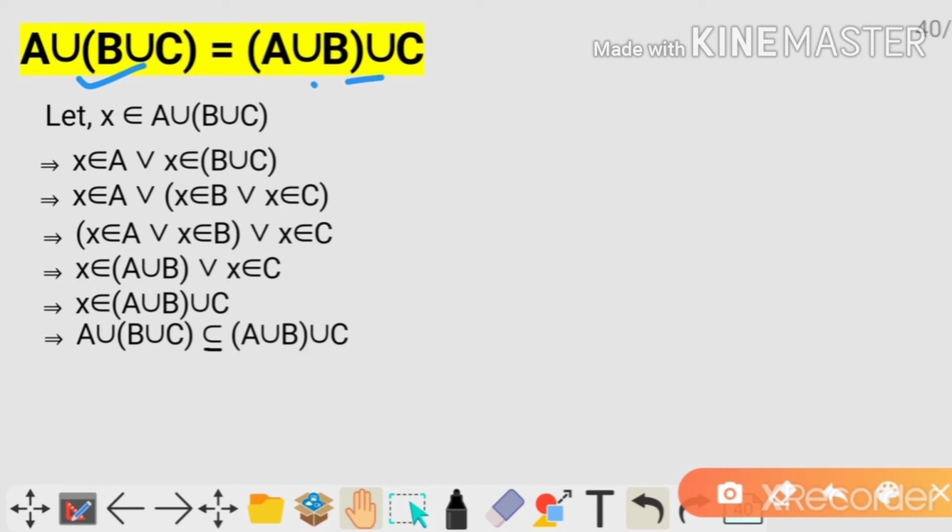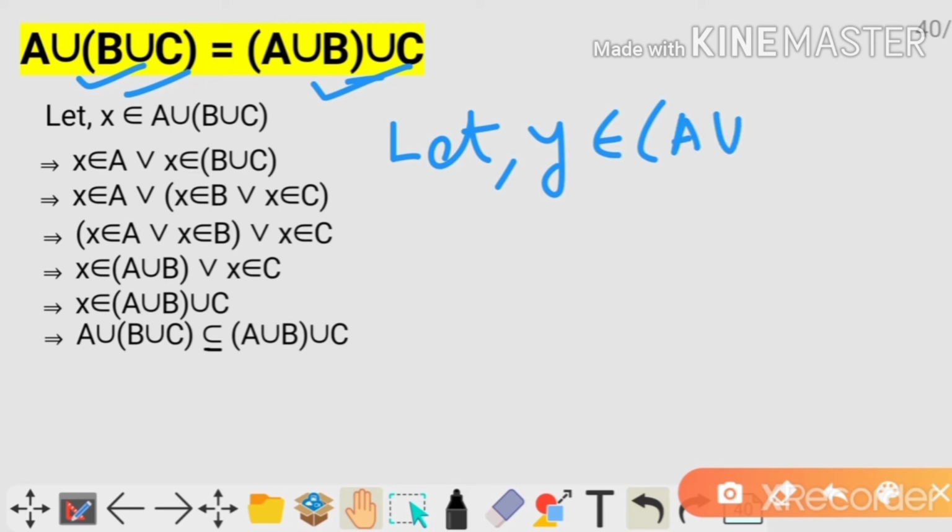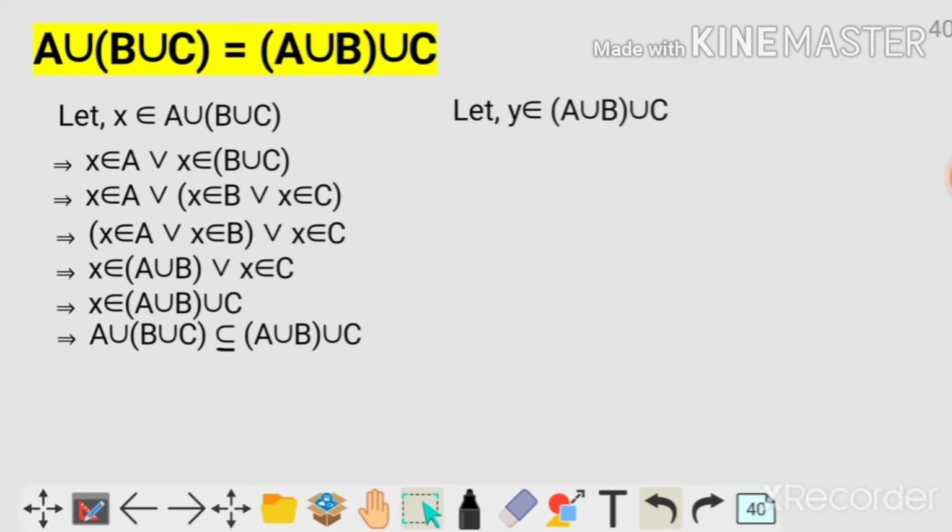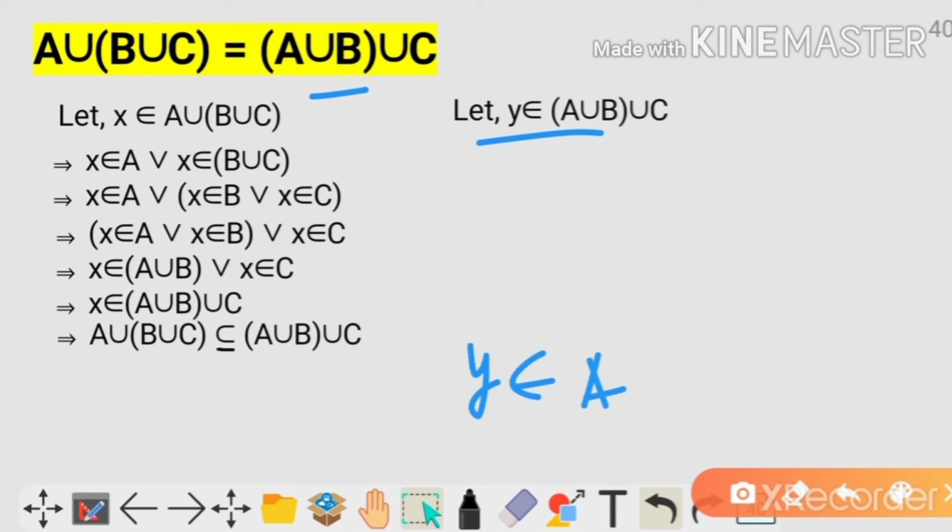Now we will prove the right hand side is a subset of the left hand side. So for this we will take a point y belongs to A union B union C. So here guys, we have taken one element from the right hand side. Now we need to show that y belongs to the left hand side. Okay, so how do you prove that? So now I am going to share a trick with you.